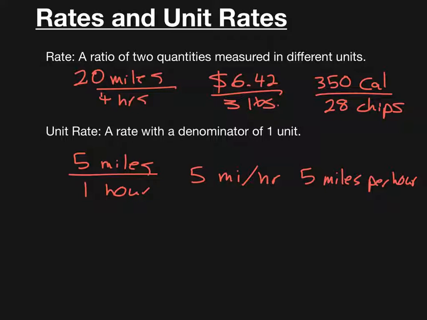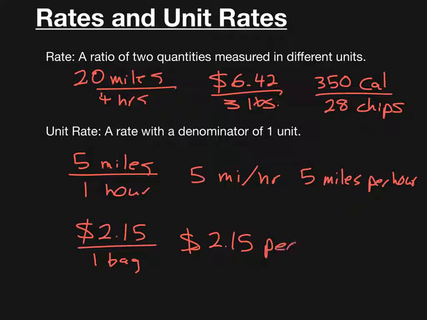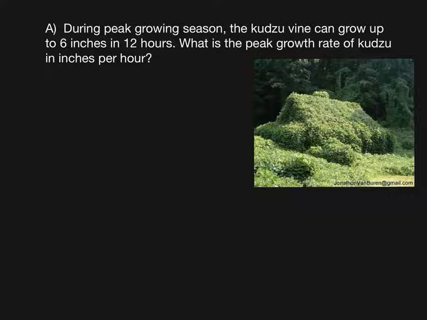And the same thing can happen with money. We could have $2.15 for 1 bag, right? Or $2.15 per bag, if we were talking about a bag of chips or something like that. Let's take a look at our first example.